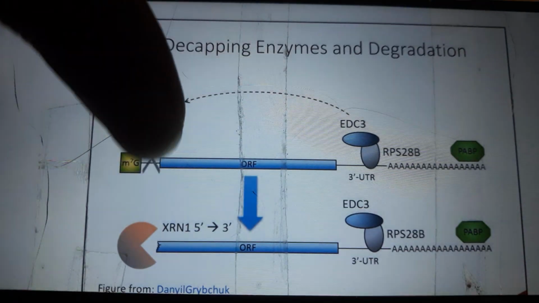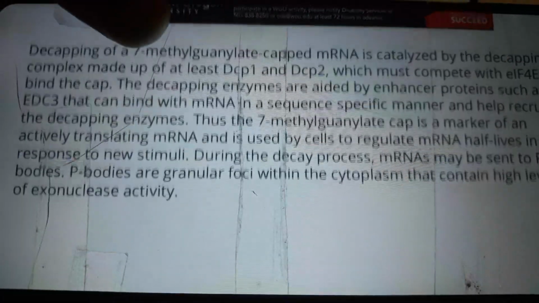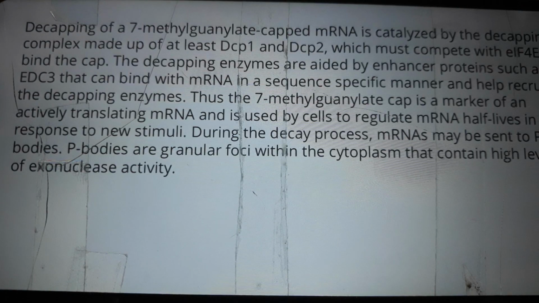Decapping enzymes and degradation. All right, the decapping of a 7-methylguanylate capped mRNA is catalyzed by the decapping complex made up of at least DCP1 and DCP2, which must compete with eIF4E to bind the cap. The decapping enzymes are aided by enhancer proteins such as EDC3 that can bind with the mRNA in a sequence specific manner and help recruit the decapping enzymes.